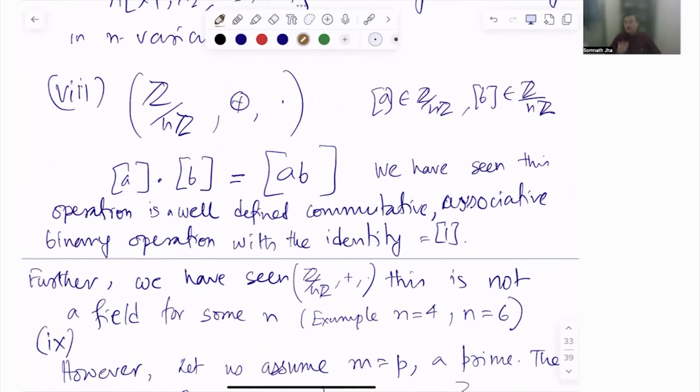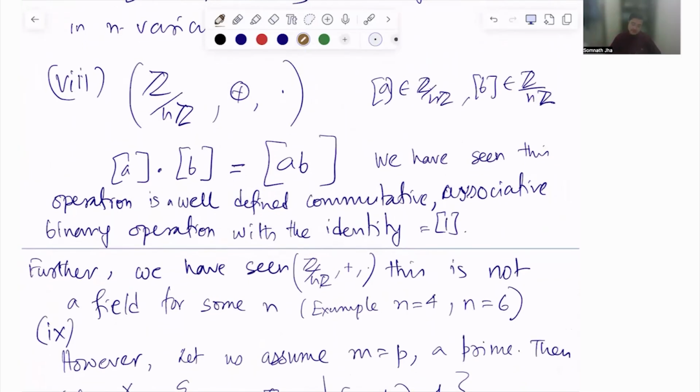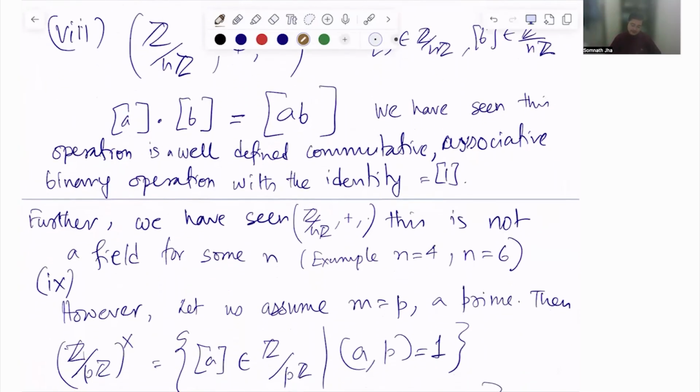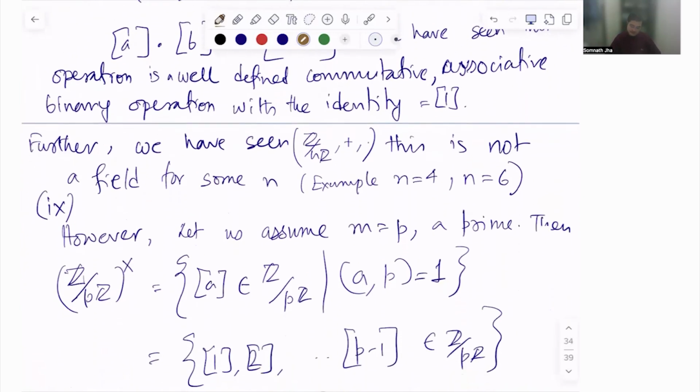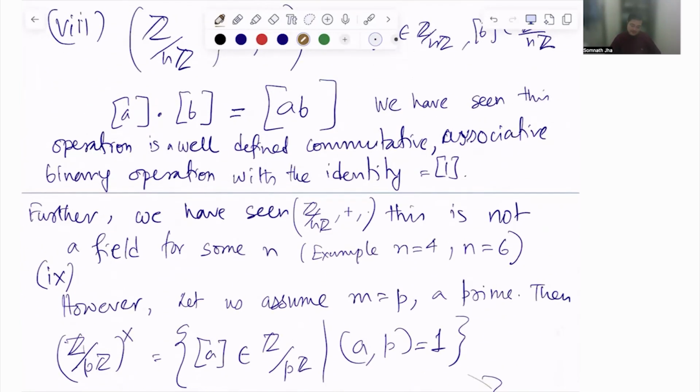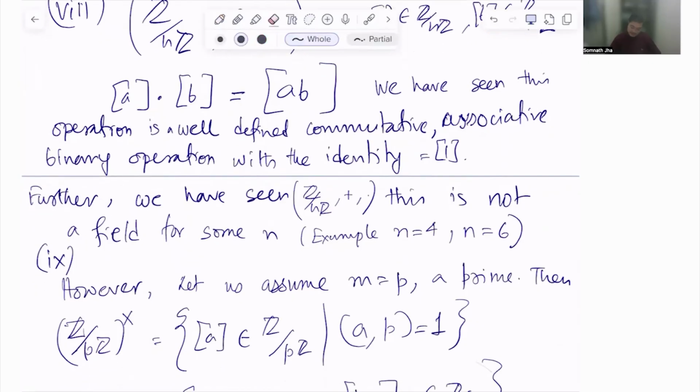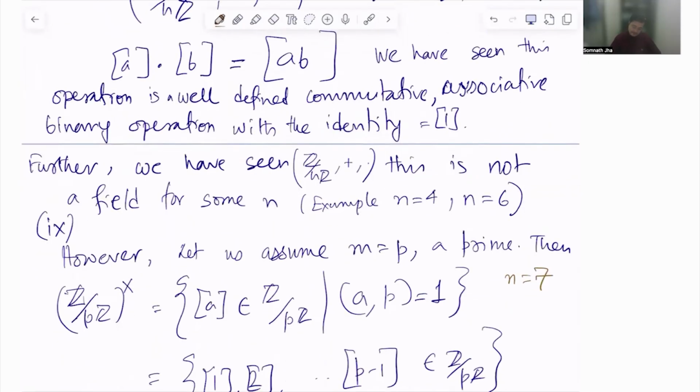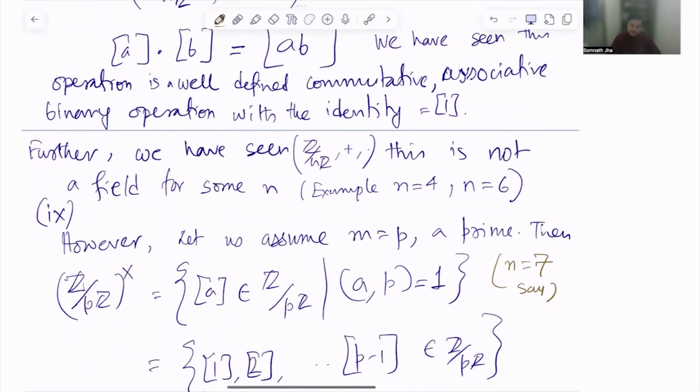However, there is one special case. I asked you in the last of the previous class what happens for a prime p. So let us assume that n equals p, a prime. Then Z mod pZ star is the set of a in Z mod pZ such that a is coprime to p. So if we take n to be equal to a prime p, for example n equal to 7, then what do you see?